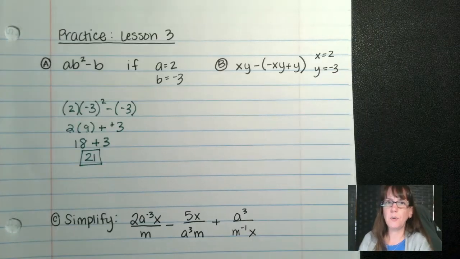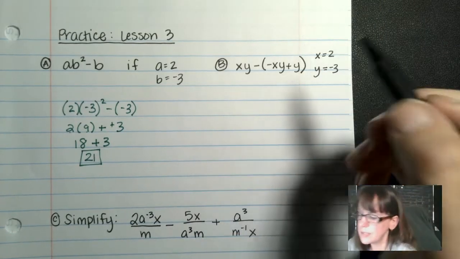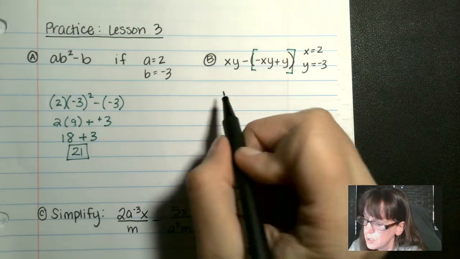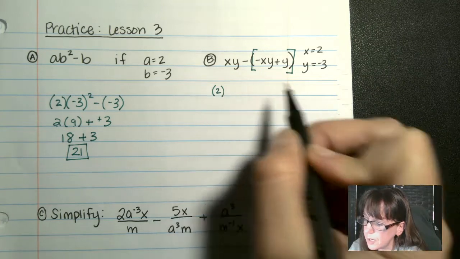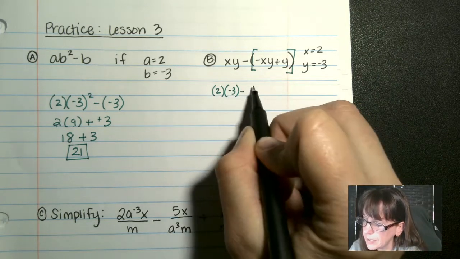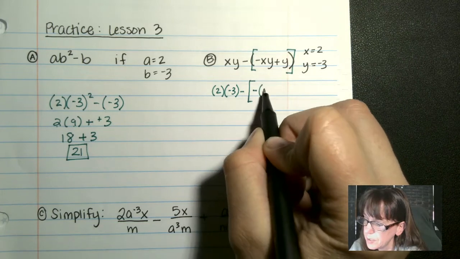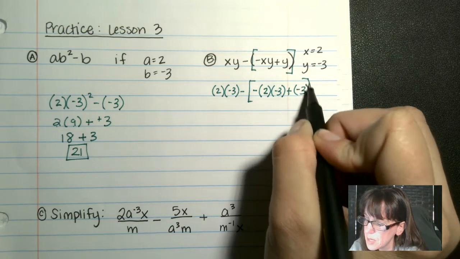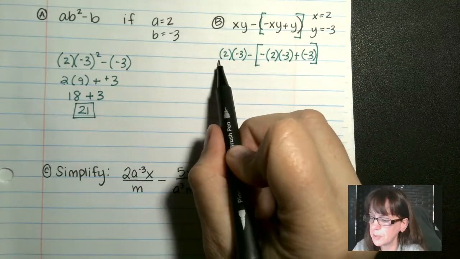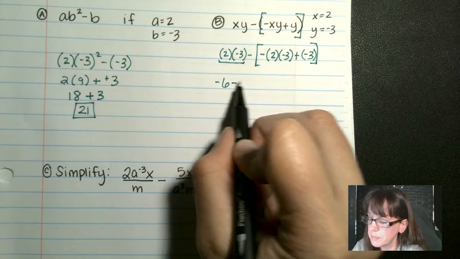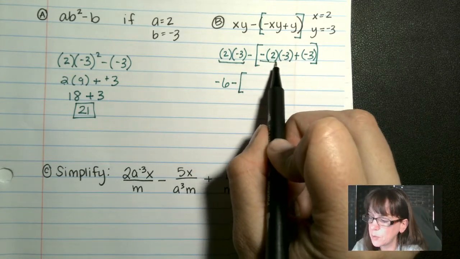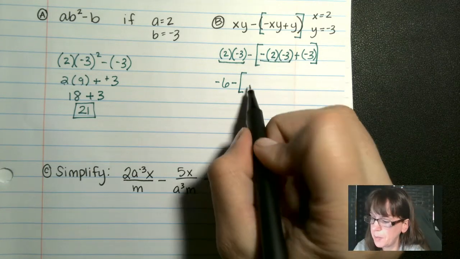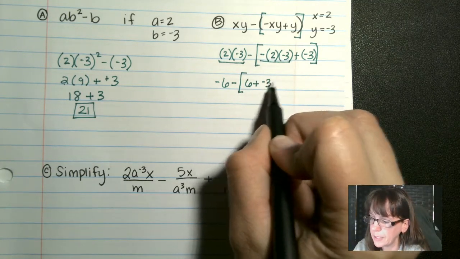All right, so this guy, again, I see some parentheses, so I'm going to throw some brackets around that so that it makes it a little easier. So we've got 2 times -3 minus brackets -2 times -3 plus -3. So we can clean that up a bit. We can do some multiplication here. That's going to be -6 minus, and then inside here we can multiply all those together, and that's going to give us negative times a negative is a positive, so +6 plus -3.